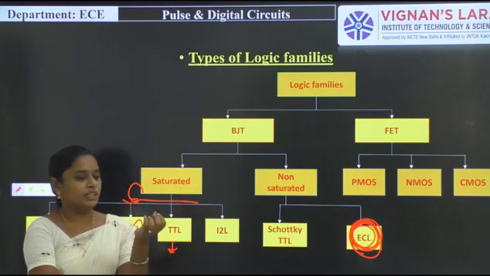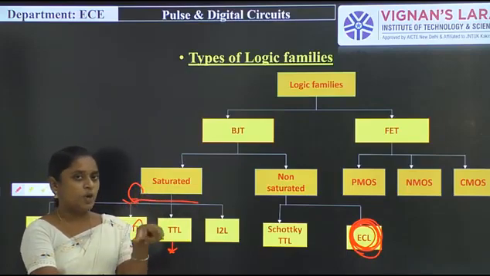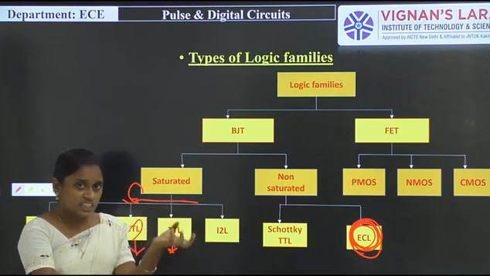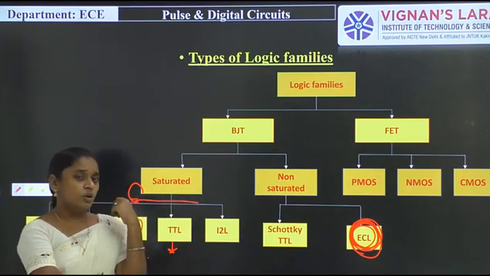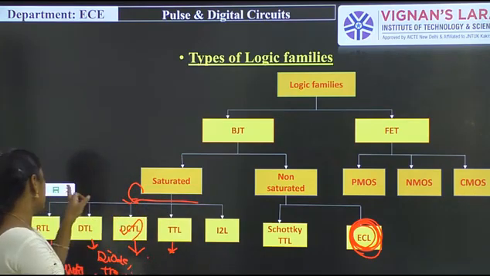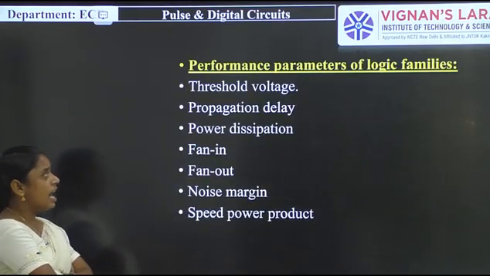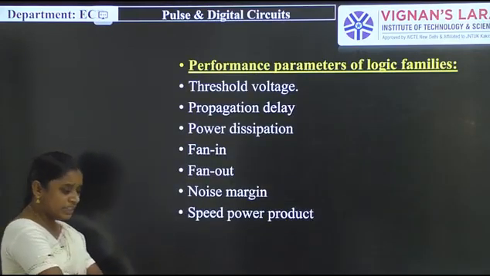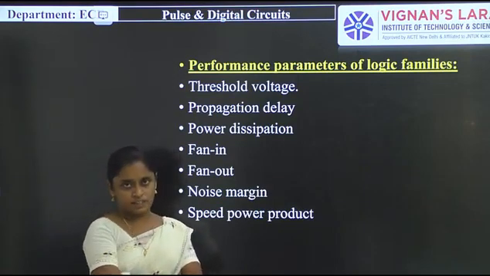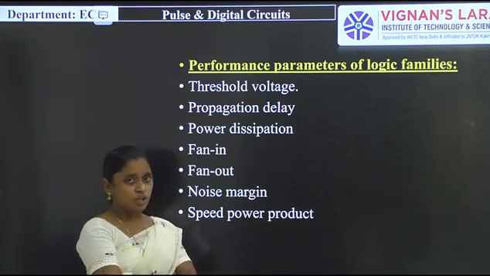Performance is very important. So each of these will be categorized based upon some conditions. What are the conditions which affect the performance of these logic families? So let us check the conditions. Simply, they are threshold voltage, propagation delay, power dissipation, fan in and fan out, noise margin and speed power product. So the first one is what is meant by threshold voltage.